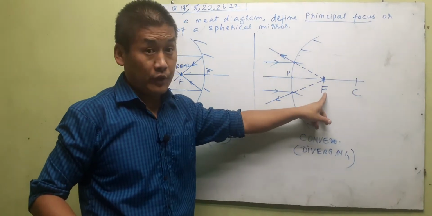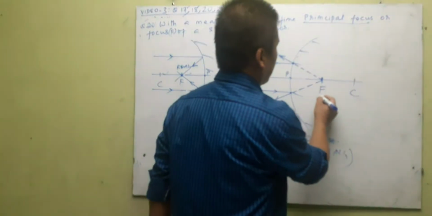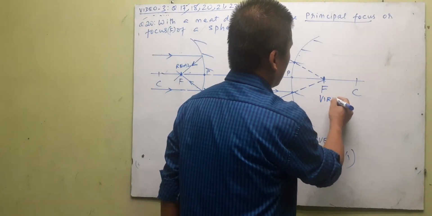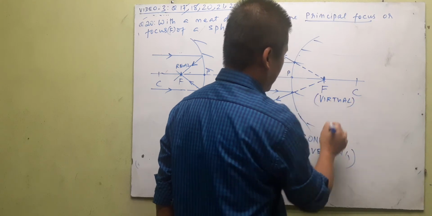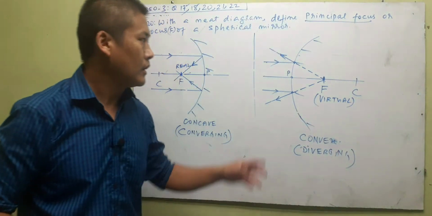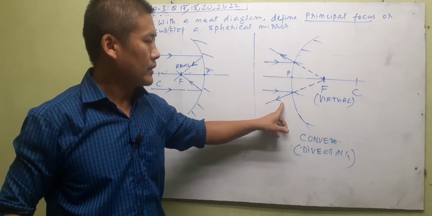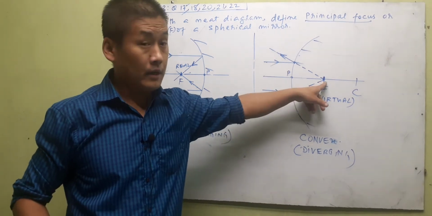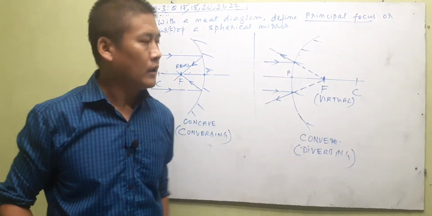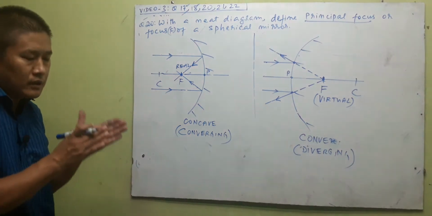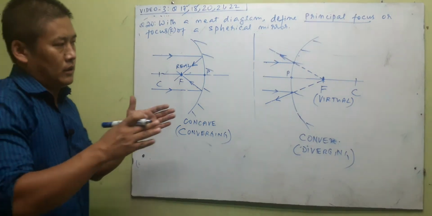This is not a real point. This is an as if point. So this focus is called virtual focus. And we will say a convex mirror has a virtual focus because the reflected rays look as if they are coming from there, but they are not actually coming from there, right? So virtual means something that looks so real, but it's not actually real.